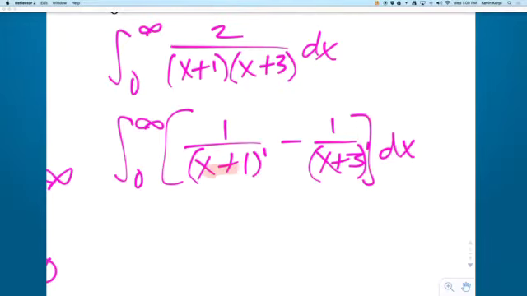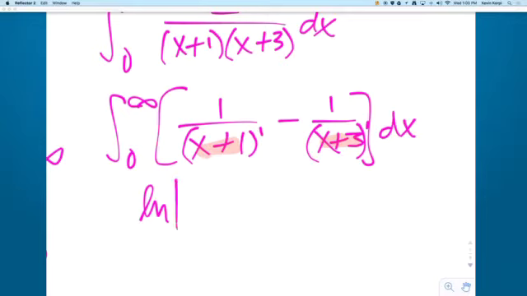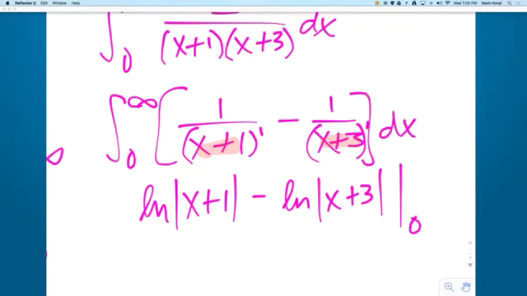But in this case, the derivative of both linear functions is just 1. So there's no correction to make. So it's just the natural log of x plus 1 minus the natural log of x plus 3. And now we have to evaluate it from 0 to infinity.